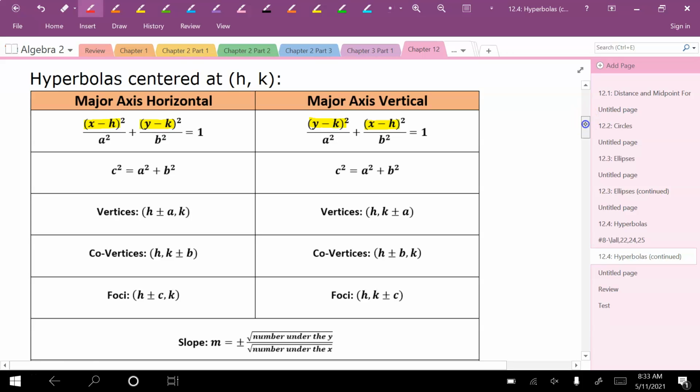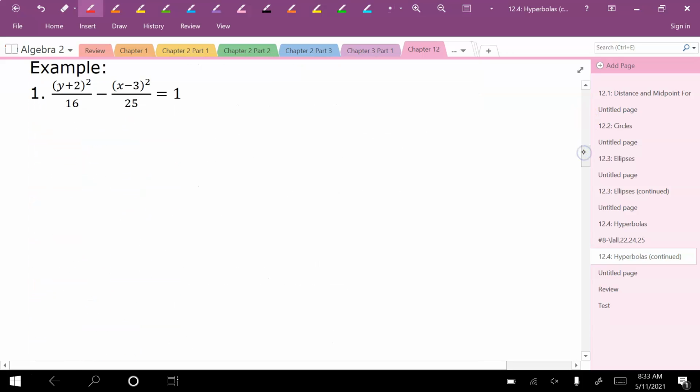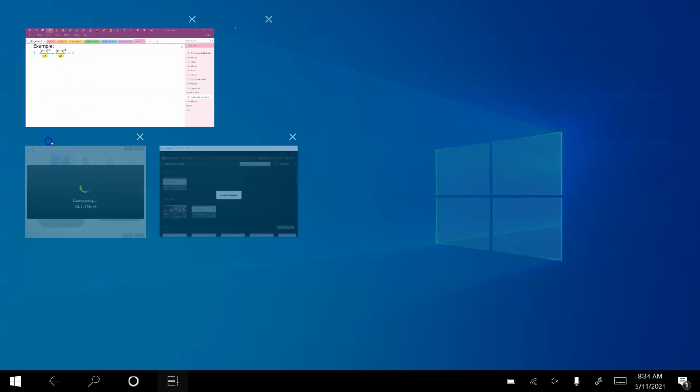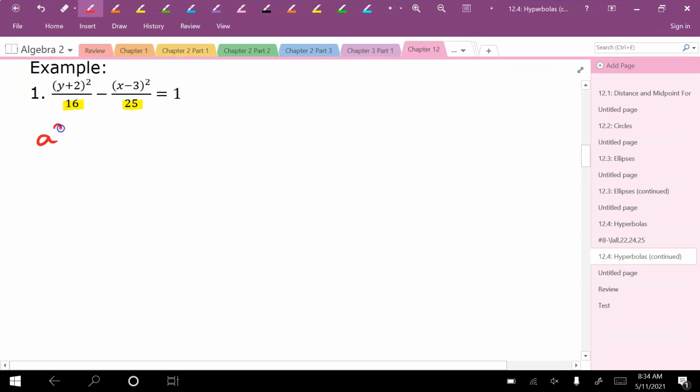So I'm going to go through this first one here with you. We have y plus 2 squared over 16 minus x minus 3 squared over 25 equals 1. I start by looking at my bottom numbers, 16 and 25. 25 is bigger, so that means 25 is the a squared term, and so my b squared is 16. So a is going to be plus or minus 5, and b is going to be plus or minus 4.